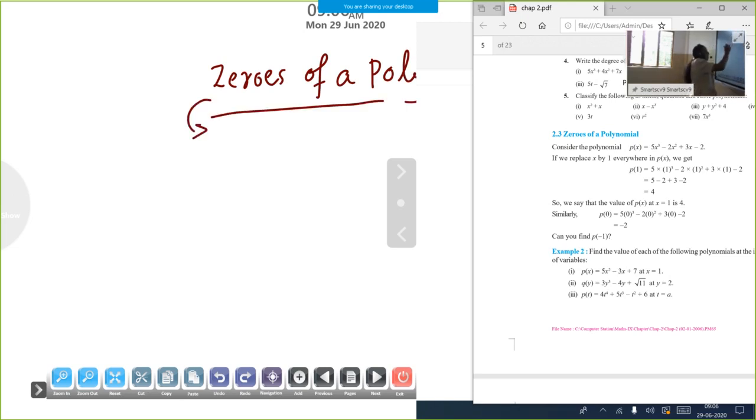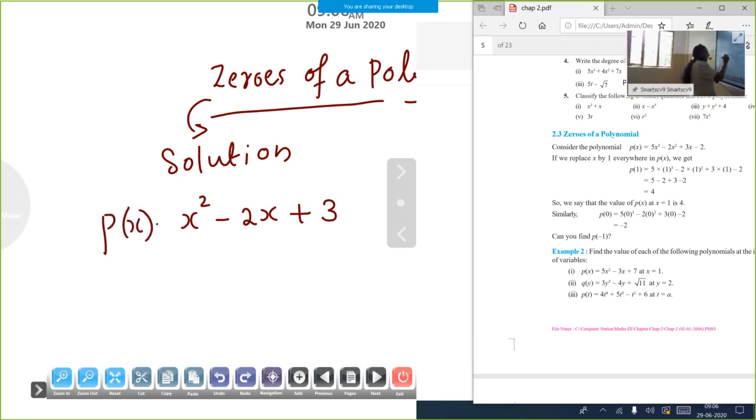What is the meaning of this zero? It means solution of a polynomial. Not the simple zero. The zeros mean the solution of a polynomial. Another one. When I write x square minus 2x plus 3, this is one polynomial. You know that it's a degree 2, a quadratic polynomial. And here the variable is x, so we represent it by p of x.